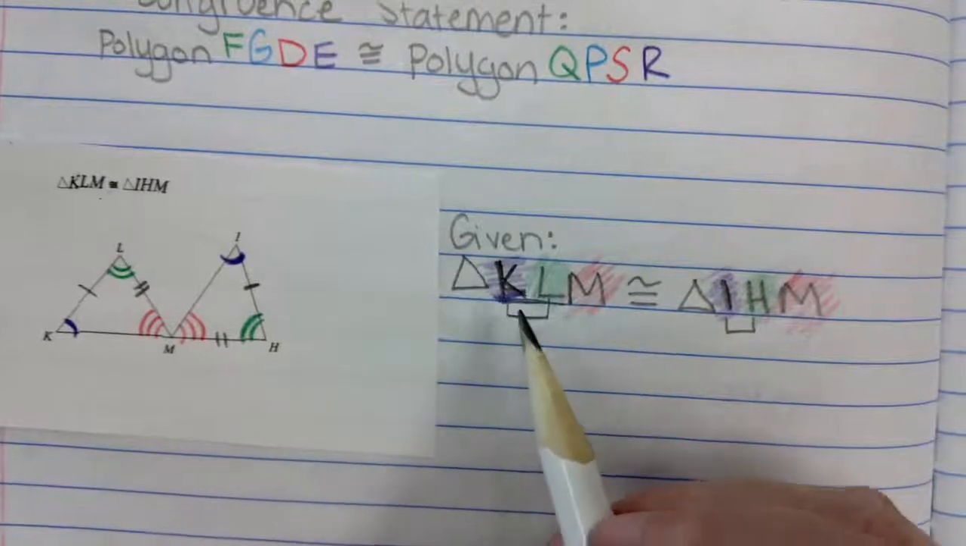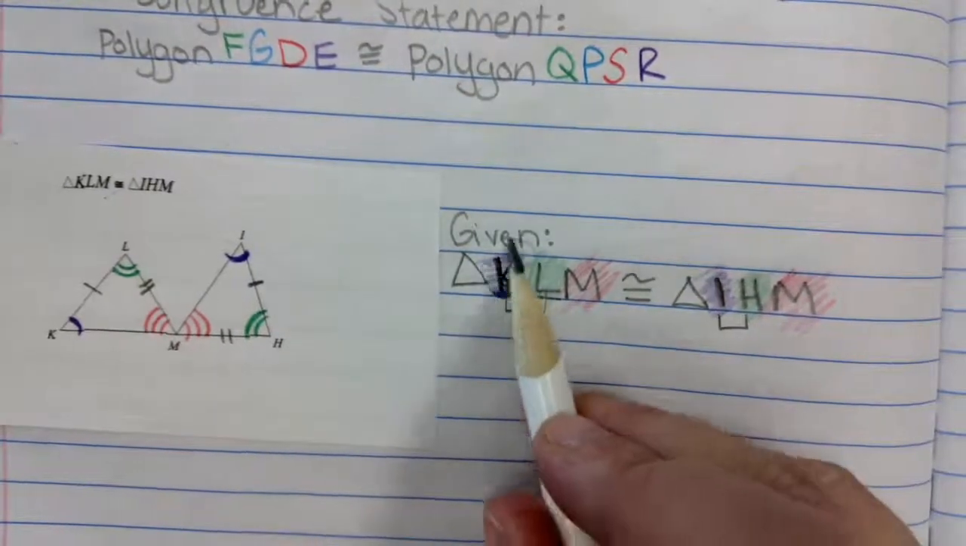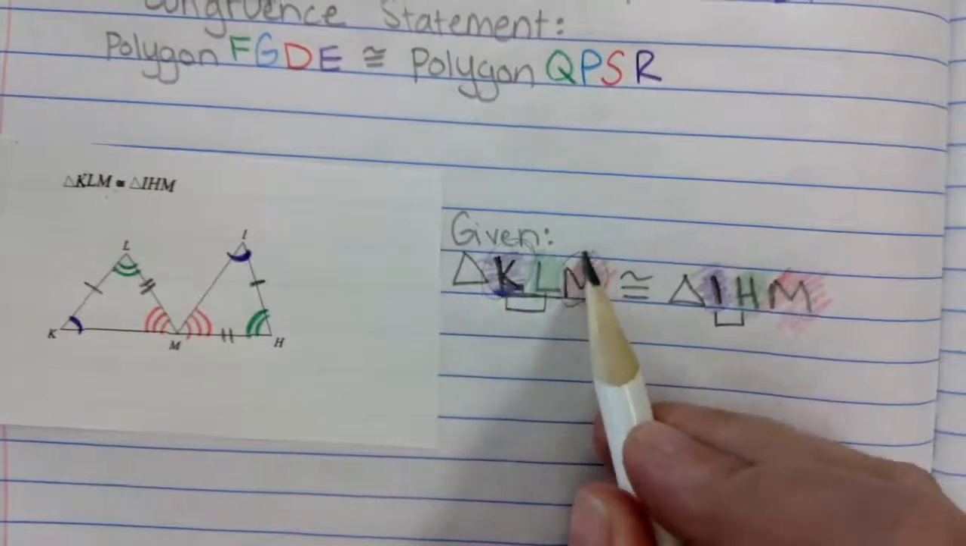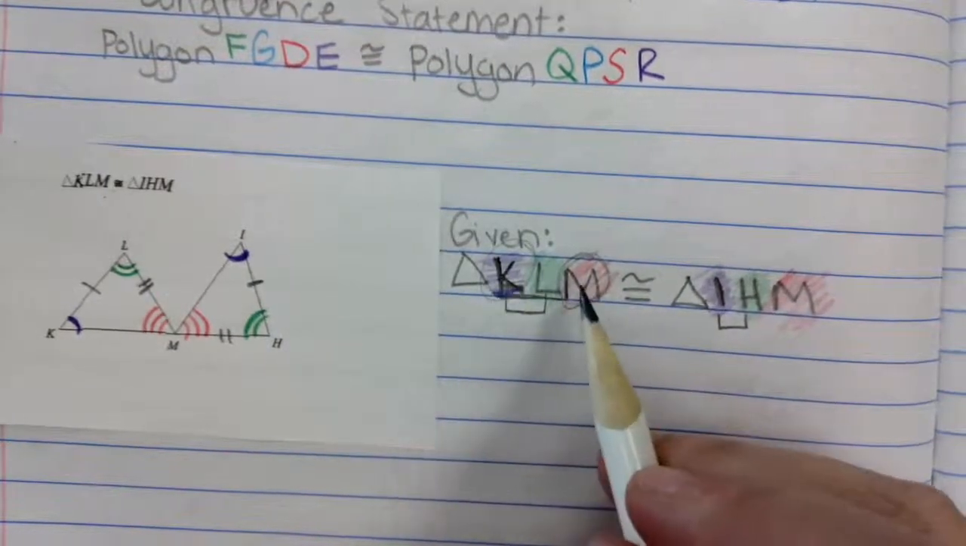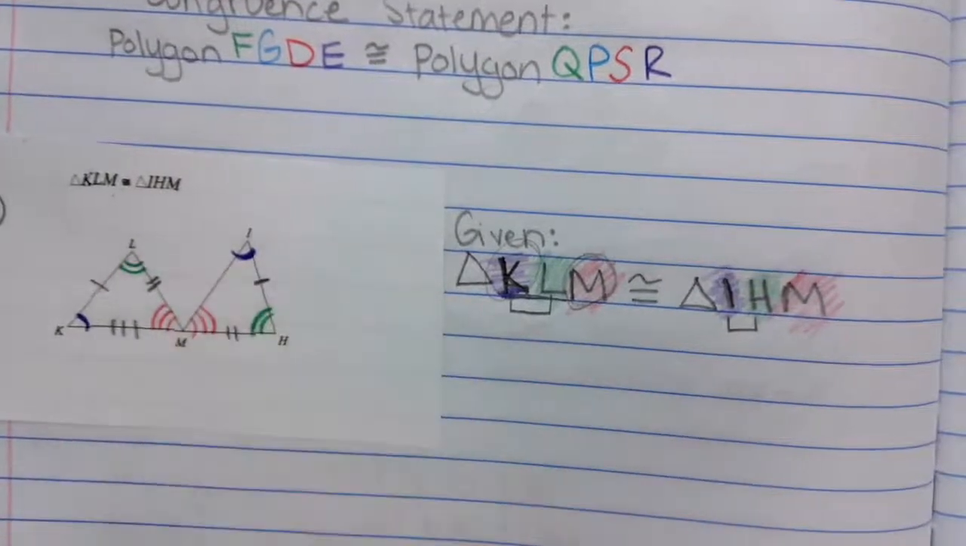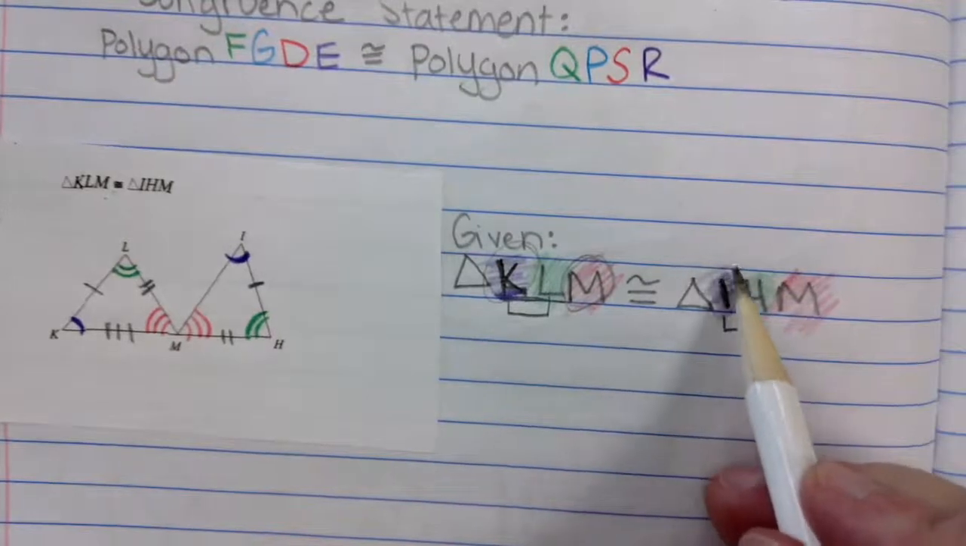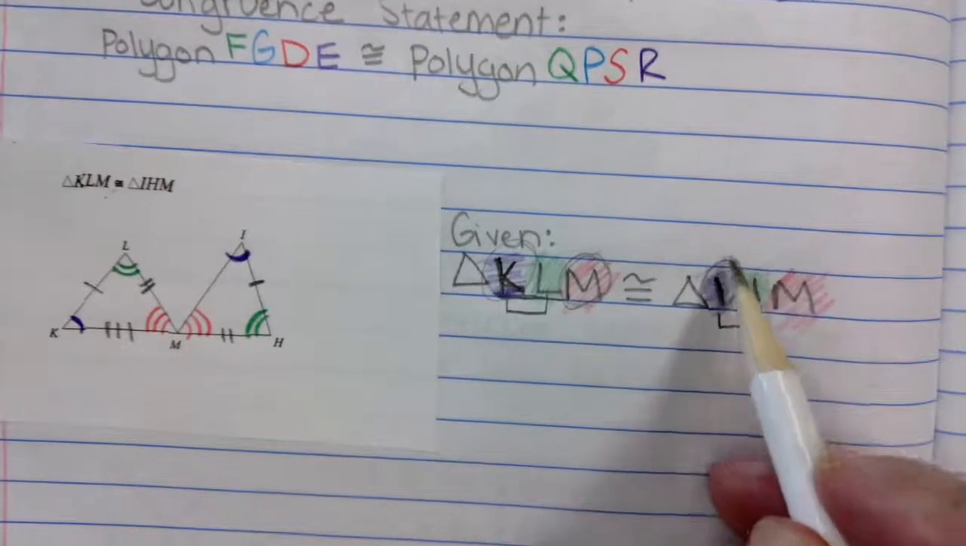And then for the last one, it's goofy. It's like the outside letters, K goes with M. So that segment, K to M, those were the outside letters. So I'm going to match that with these outside letters, I and M.